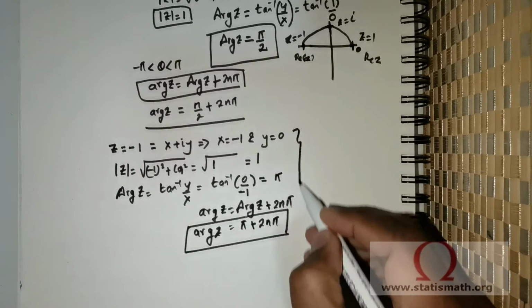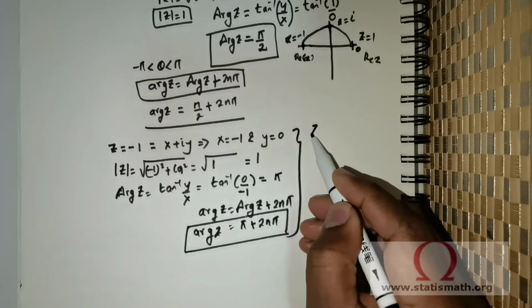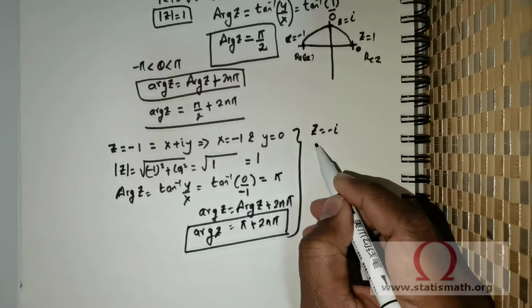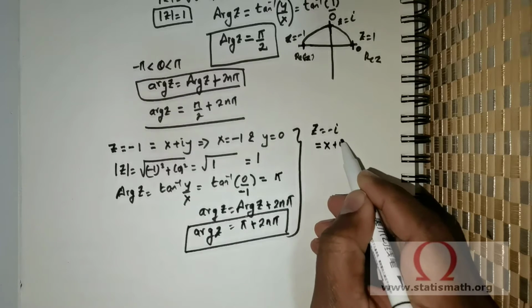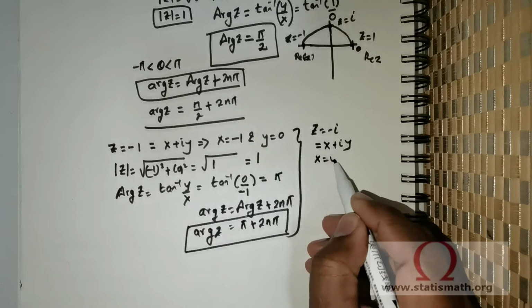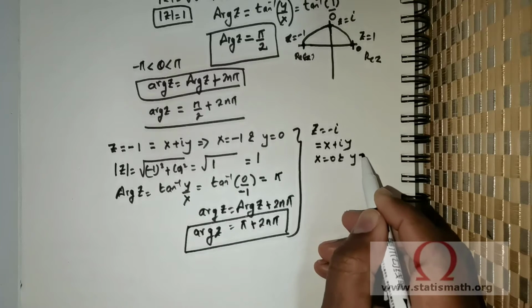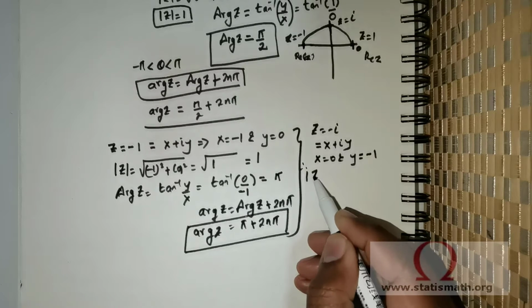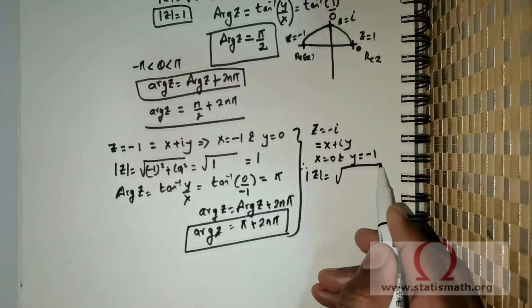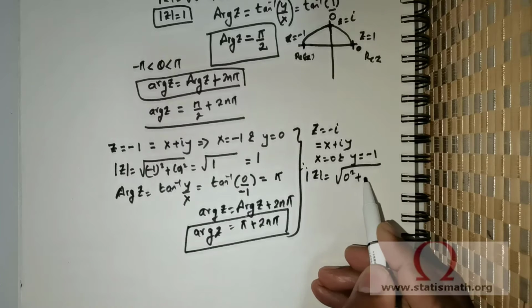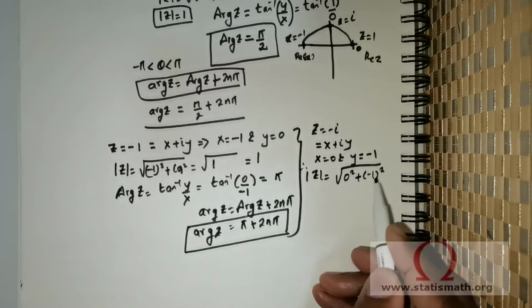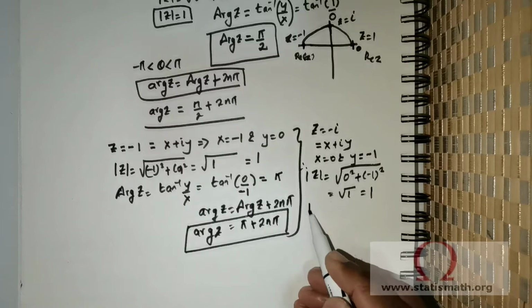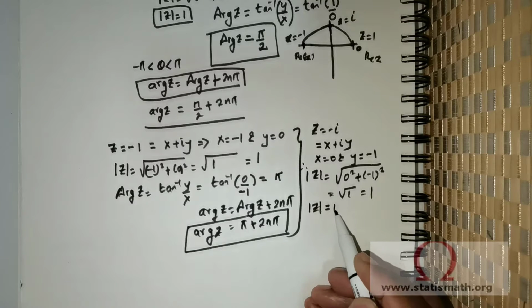So students, you got the final complex number z being equal to negative i. Now clearly, if I were to write this in the form x plus iy, then x will be equal to 0 and y will be equal to negative 1. So therefore the modulus of z is going to be the square root of 0 squared plus negative 1 raised to the power 2, which is root of 1, which is equal to 1. So the complex number's modulus is equal to 1.